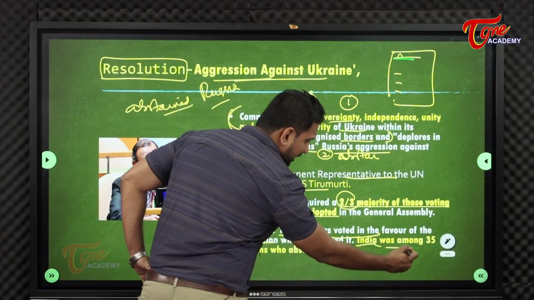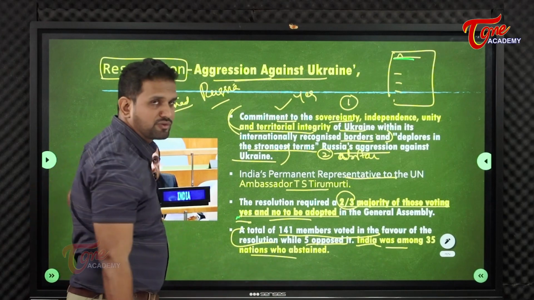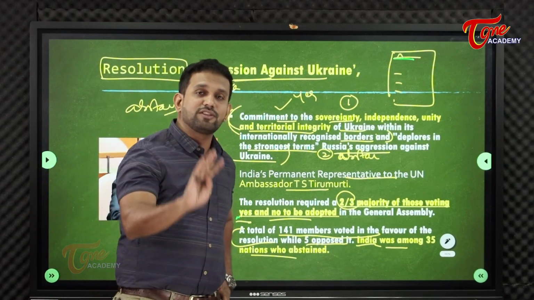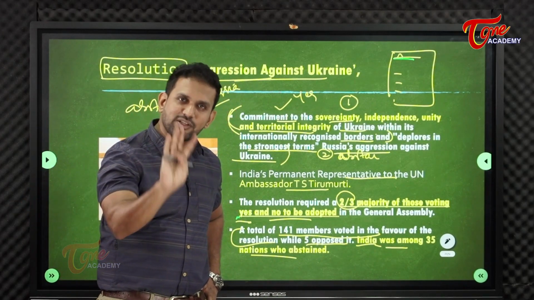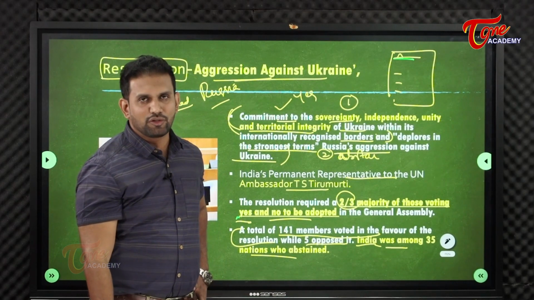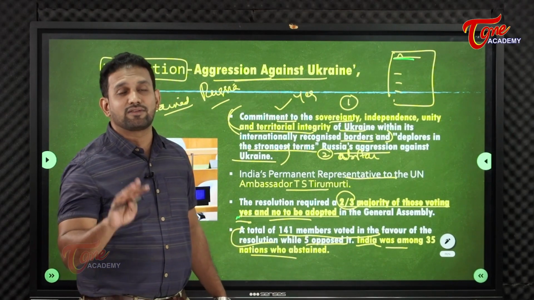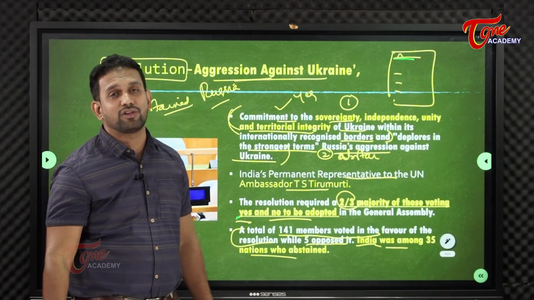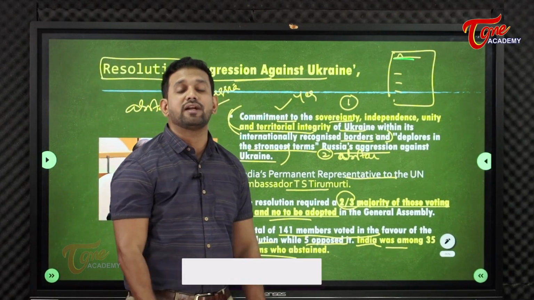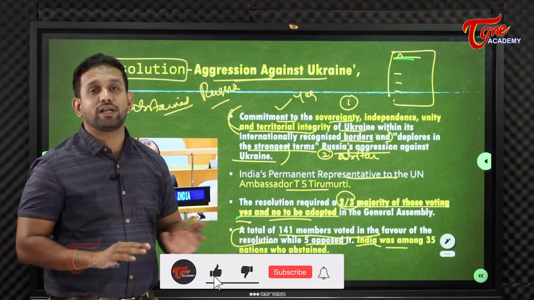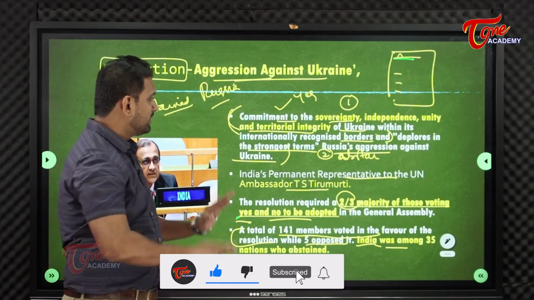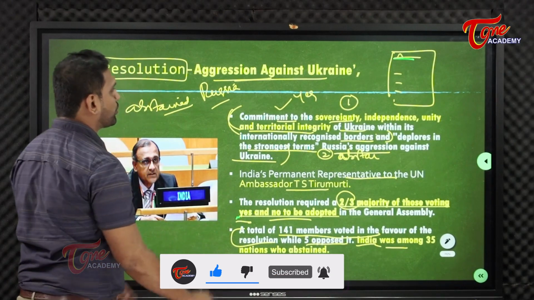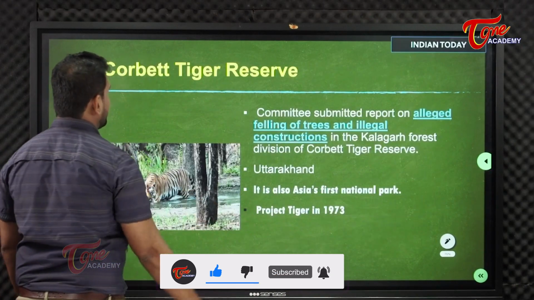Even India was among the 35 nations who abstained. 5 said no. Obviously, China and Russia themselves will say no to this resolution. And 35 countries who have very good relations with Russia abstained. They have abstained from voting altogether. Okay, this is all about yesterday's fiasco in our newspapers. Now let us go ahead.